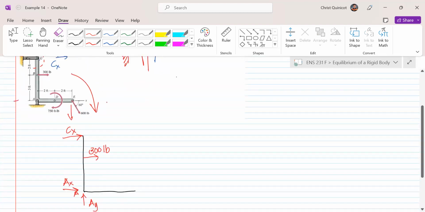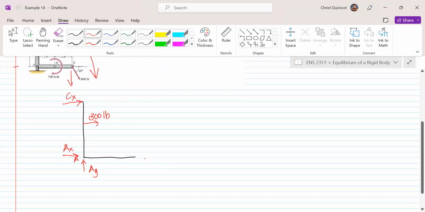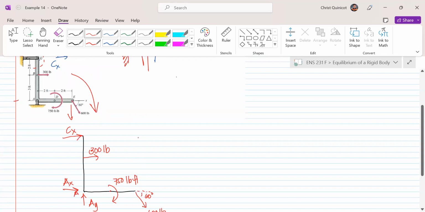And then at point E, which is 4 feet from A, we have 600 pounds going down to the right with an angle of 60 degrees. The magnitude is 600 pounds. And at point D, we have a couple here, which is 750 pound-feet.